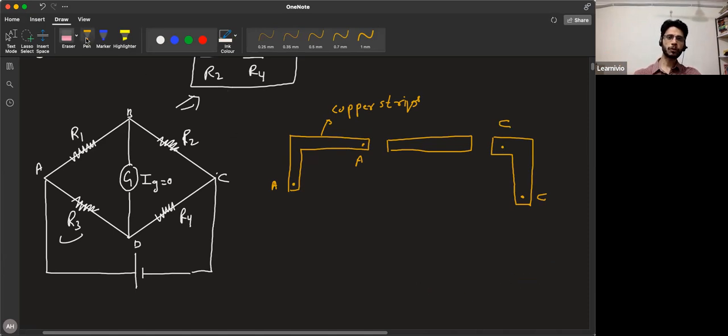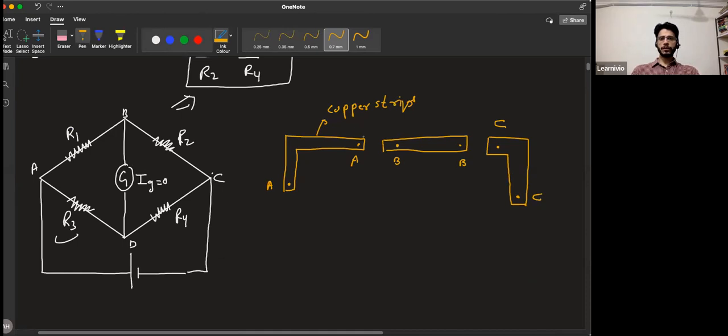Let's call this point B. If this is B, then this is also B. Saifullah, which resistor is connected between A and B? Just look at this Wheatstone bridge and tell me. Which resistor is in between A and B? R1 is in between A and B. So between this A and B, I connected a resistor.